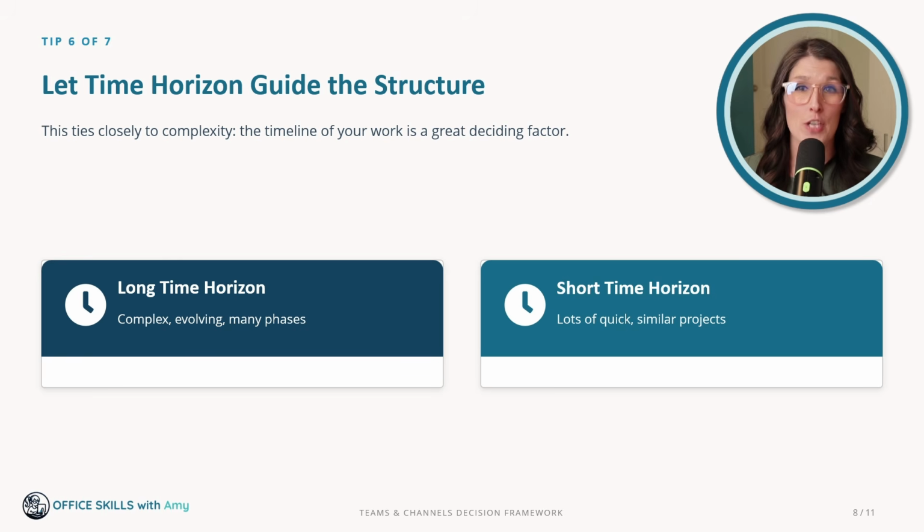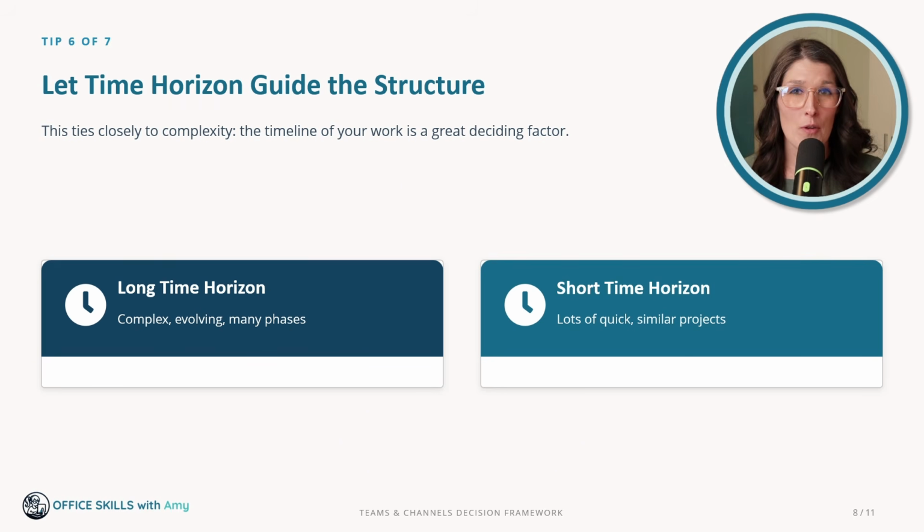Number six ties closely to complexity, which is time horizon. So, generally speaking, if something has a longer time horizon, then it might be best to put that in its own team and then have different channels for different areas of that main common goal or purpose. Whereas if something has a shorter time horizon, then it might be best to create a team that covers those broad topics. And then we have individual channels for each of the items.